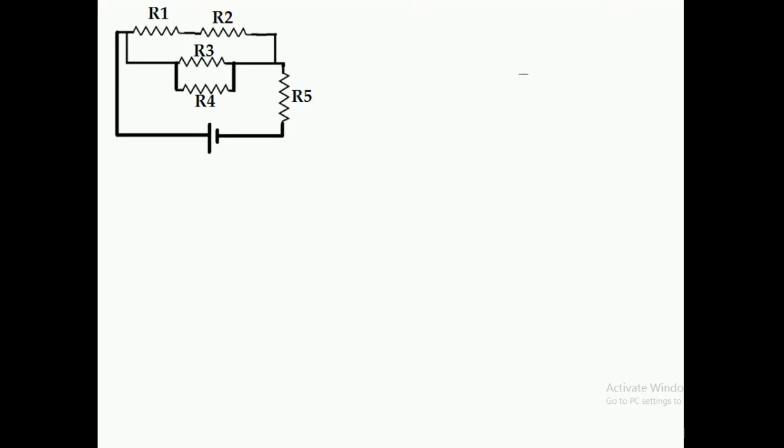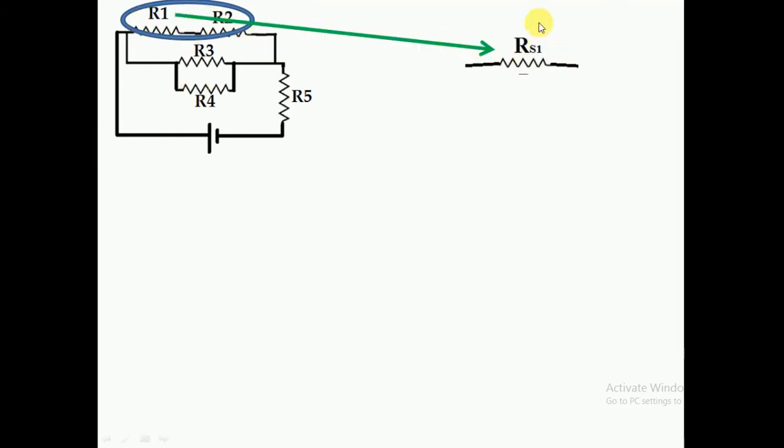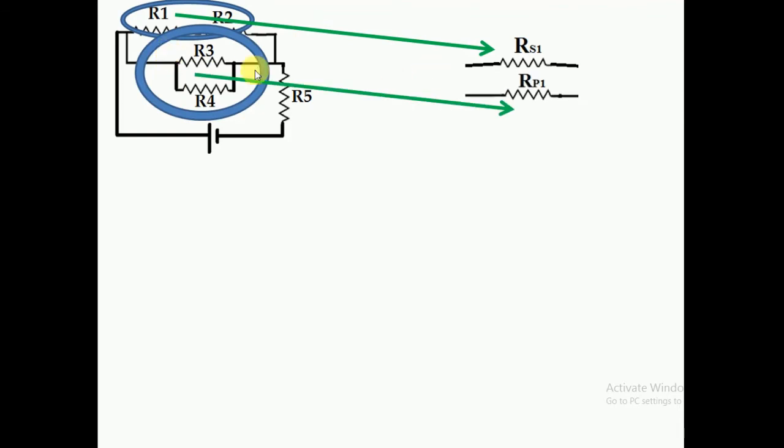Again, this is a bit of a complicated circuit. I can see R1 and R2 are in series, so I'll write Rs1 for these two resistors, R series 1, series number 1. Now I can see R3 and R4 are connected across the same two points, so they are in parallel. I'll write Rp1 instead of these two. The remaining circuit I'll keep the same way it is.